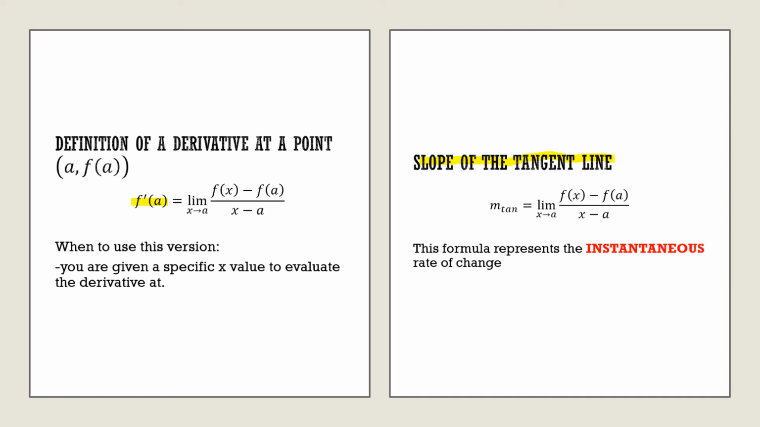But what I need you to understand is that the question can be worded in different ways. I could say find the derivative at a point, or I could say find the slope of the tangent line. I could even ask you to find the equation of the tangent line. Either way, we're going to use the same formula, where we have the limit as x approaches a of f of x minus f of a over x minus a. And again, this represents your instantaneous rate of change.